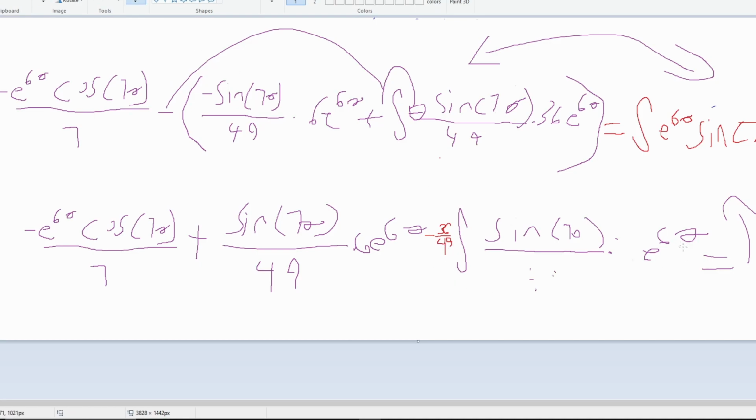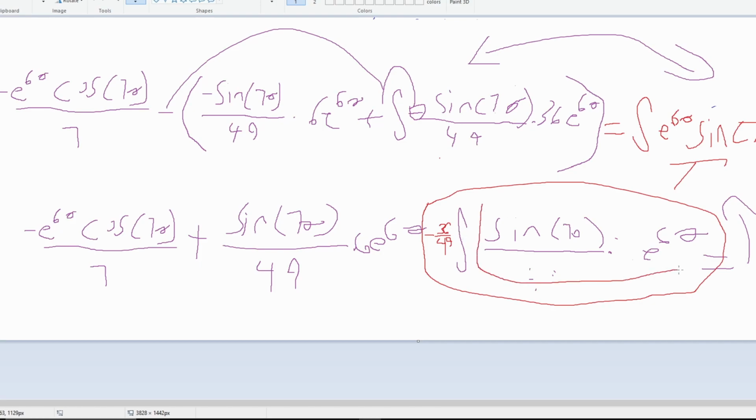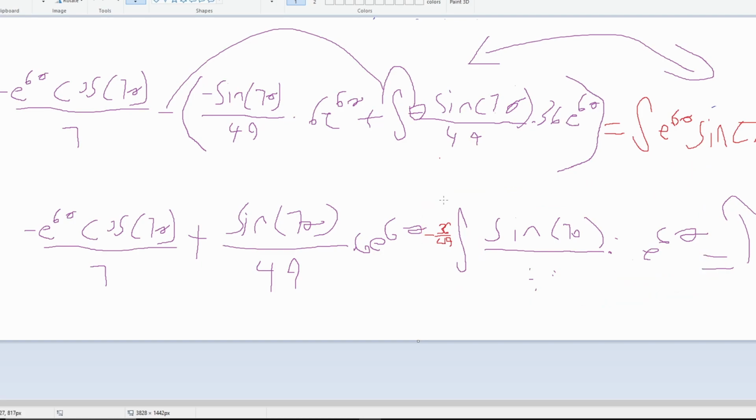All right. So all we do is we use our algebra skills to add this to this. And as you can see, since we took this constant out, it's the exact same thing inside of the integrand. Sine 7 theta times e to the 6 theta, except, oh, d theta. So what that leaves us with, 36 plus 49, which is 85. So it's 85 over 49.